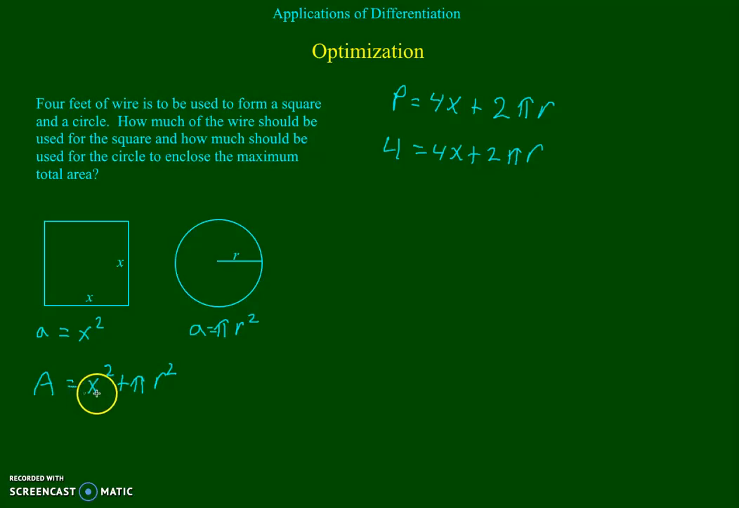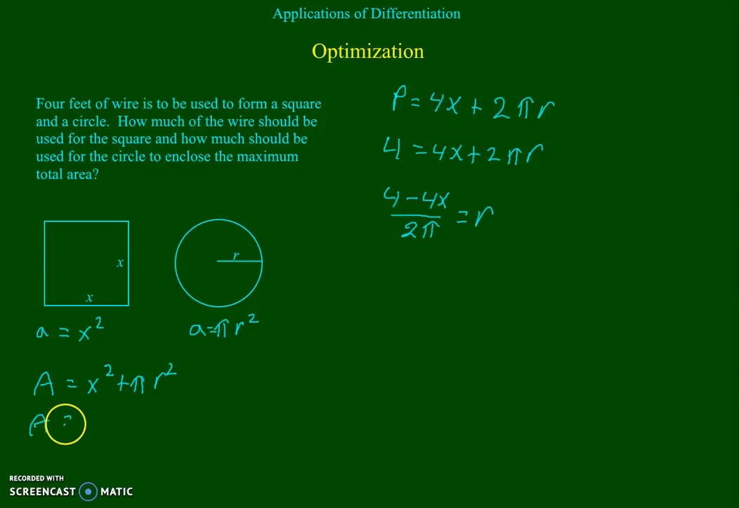And we know that we're going to have to optimize our area. So this is going to be our optimization equation. What I want to do is replace that r with some expression for x. So this is the natural equation to solve for r. So 4 minus 4x over 2 pi equals r. All I did was subtract 4x from both sides, and then divide both sides by 2 pi. So now I have my expression for r, so I can replace that down here.